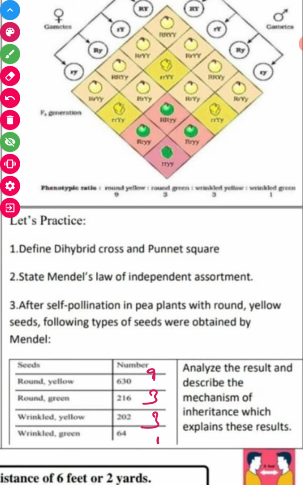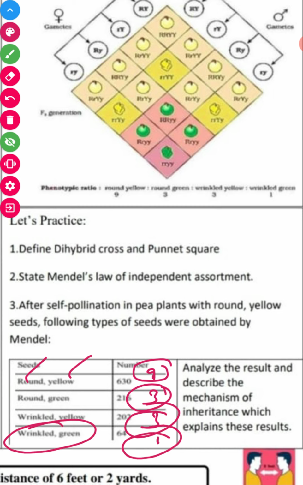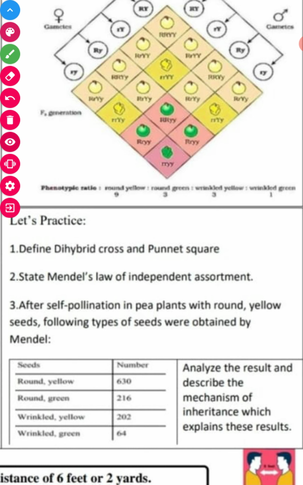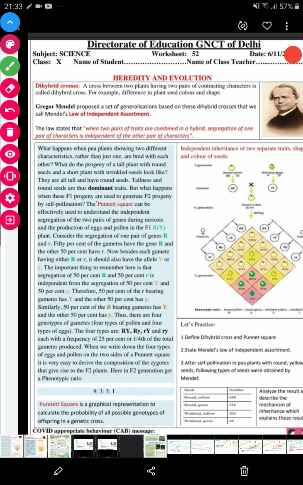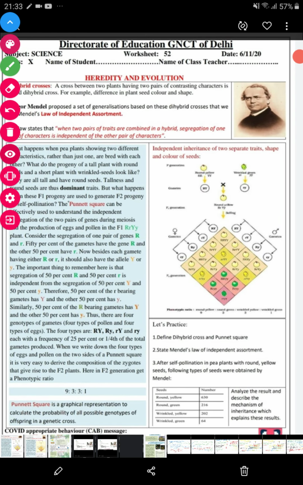Okay, and analyze the result. We have analyzed: round and yellow 9, round and green 3, wrinkled and yellow 3, and wrinkled and green 1. And describe the mechanism of inheritance which explains these results. These results are based on Mendel's law of independent assortment.